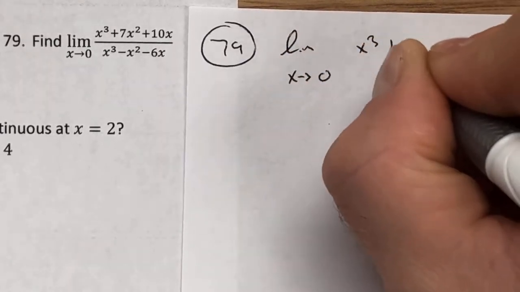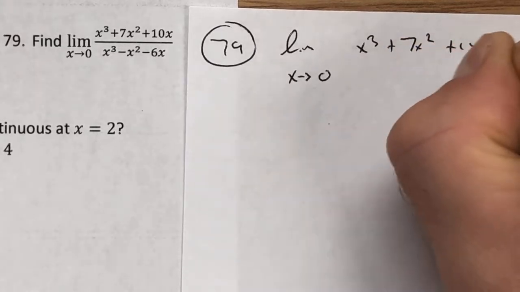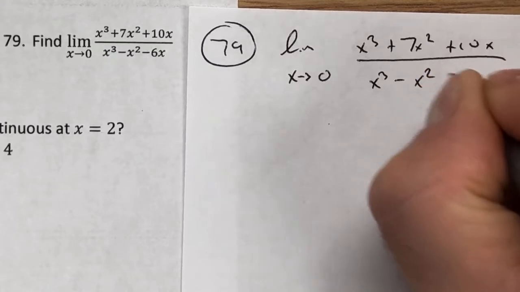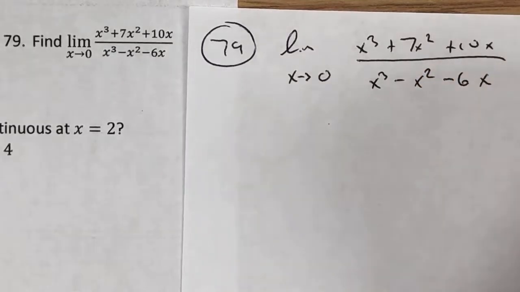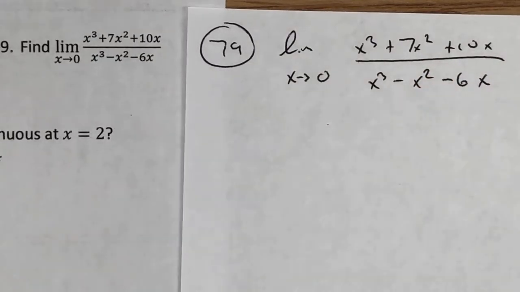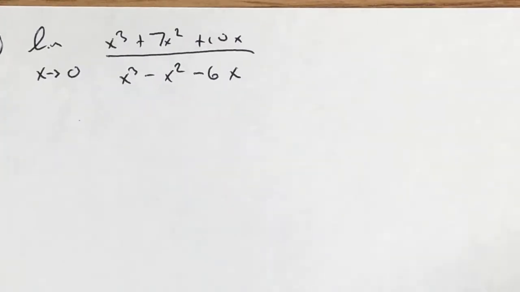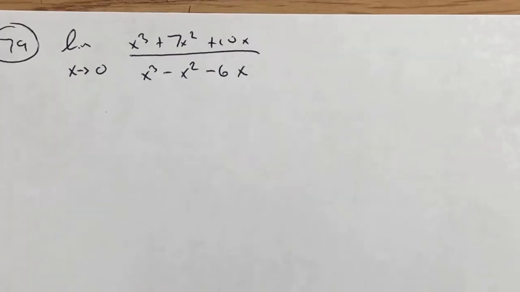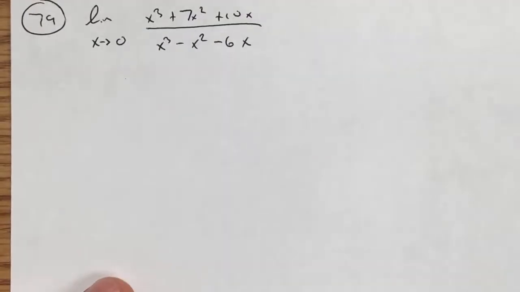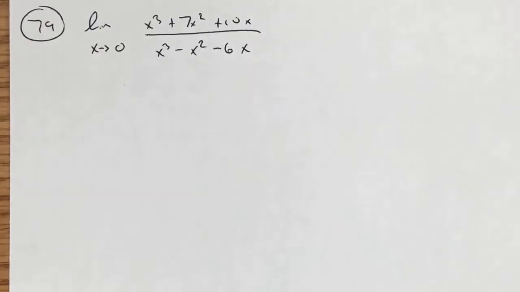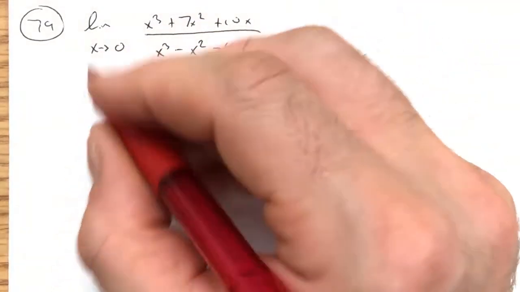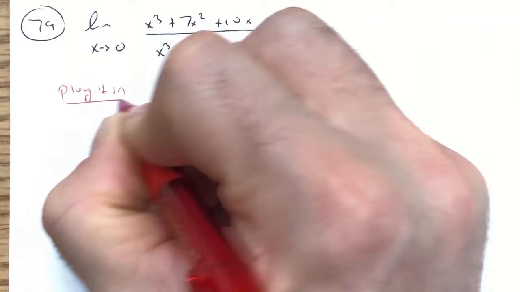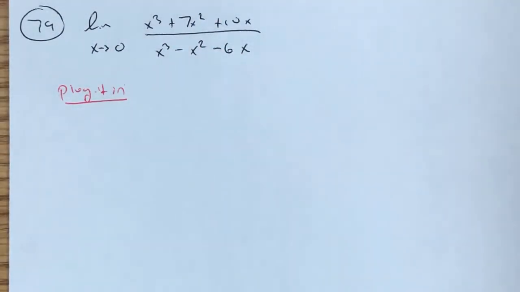Of x cubed plus 7x squared plus 10x, all divided by x cubed minus x squared minus 6x. Okay? So with this expression, we're going to try and do the same thing that we just did. Our first try is always going to say, hey, can we plug it in? Because that is always going to be the easiest way to figure this out.